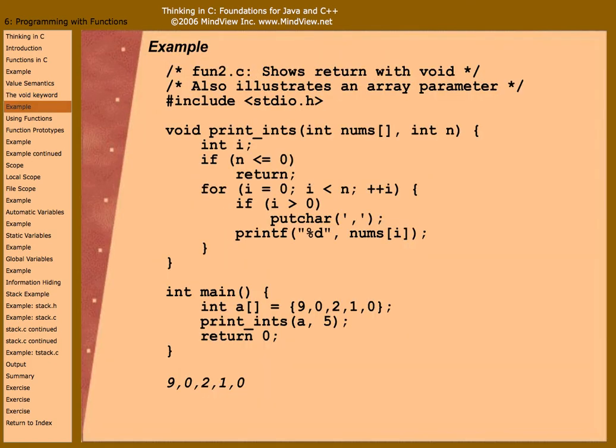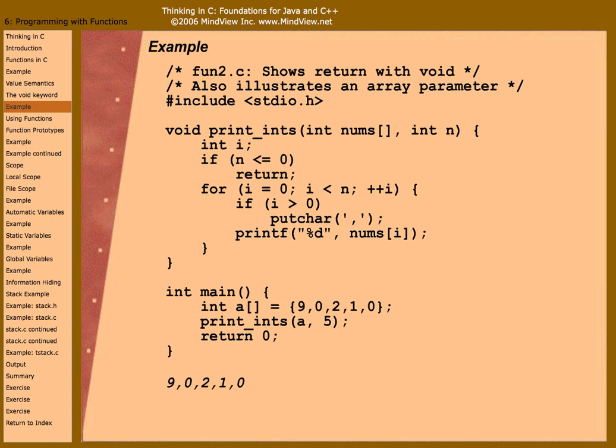Here's a function that uses a void return type, print ints. It's simply used for its side effect. Its job is to print out all of the integers in an array, and it prints them with a comma between them. So you pass it an array. Notice I don't put a dimension there in the parameter. That's not necessary. And you also pass it as a second parameter the number of elements in the array.